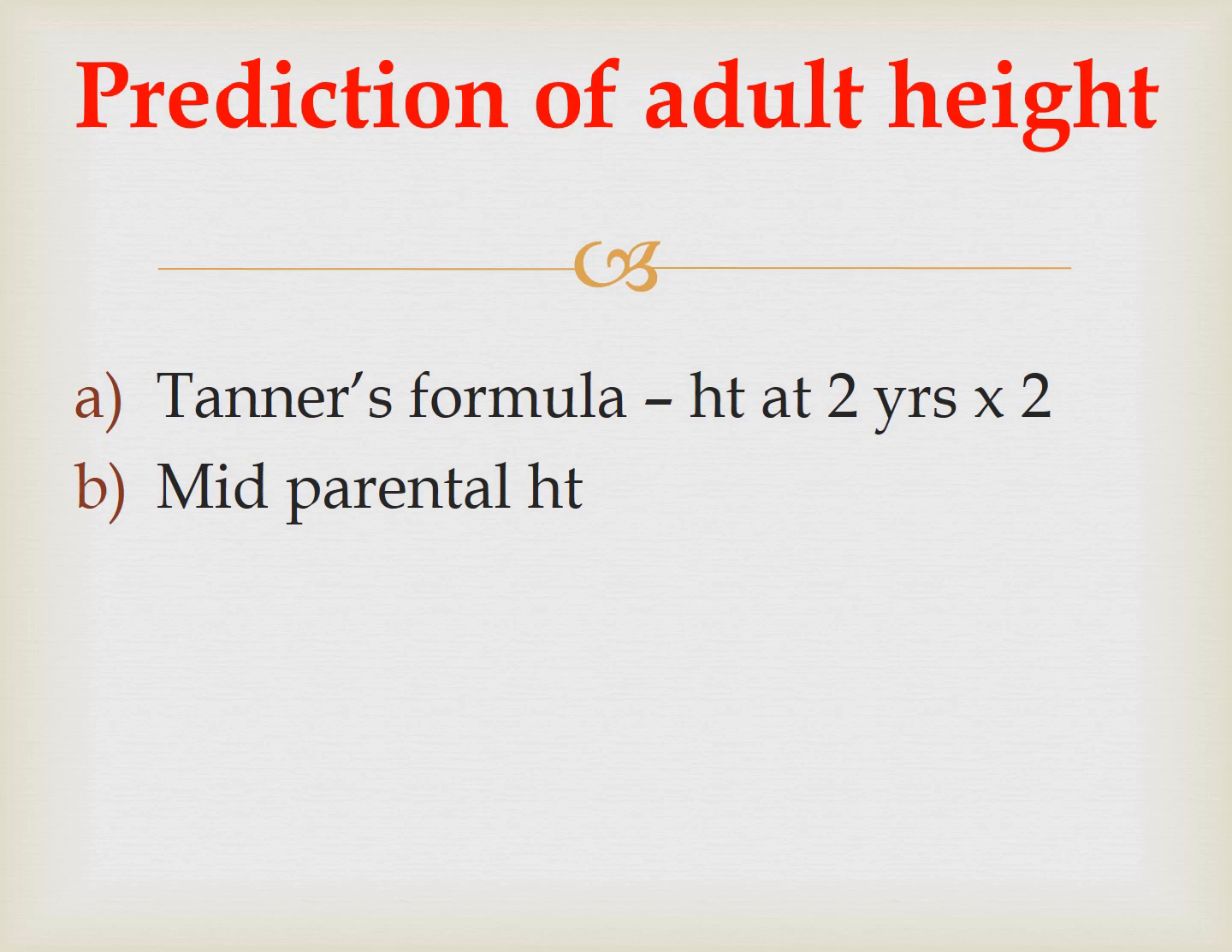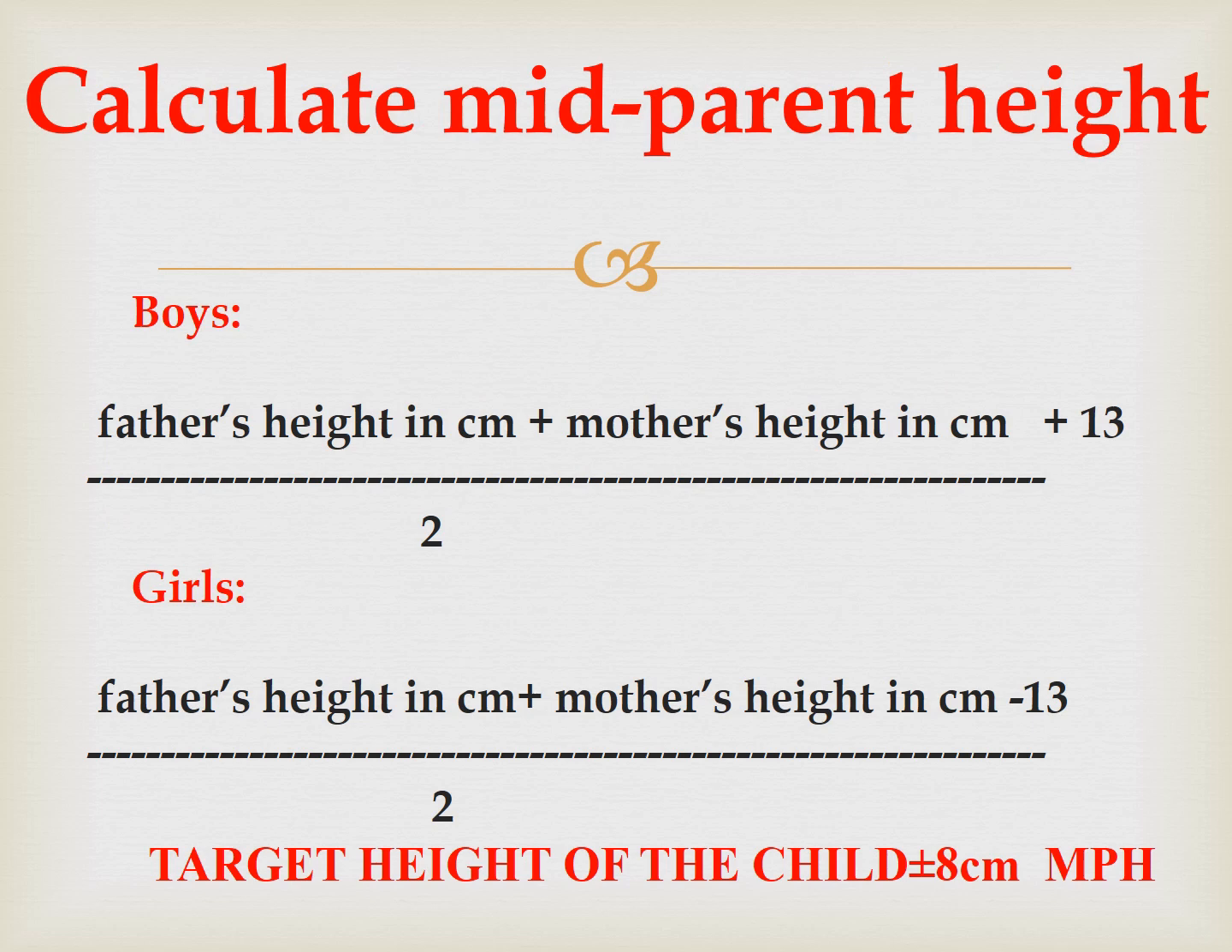You can take out the mid-parental height by using formulas. For boys, the formula is father's height in centimeter plus mother's height in centimeter plus 13, divided by 2. Whatever comes out will be the mid-parental height for that son. If it is a female child, then father's height in centimeter plus mother's height in centimeter minus 13, divided by 2. The target height of the child will be plus or minus 8 centimeter.